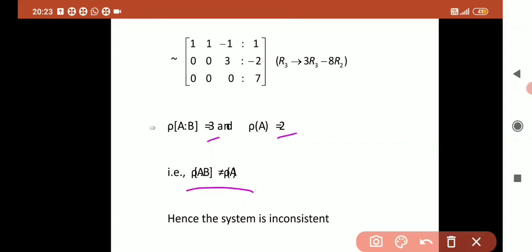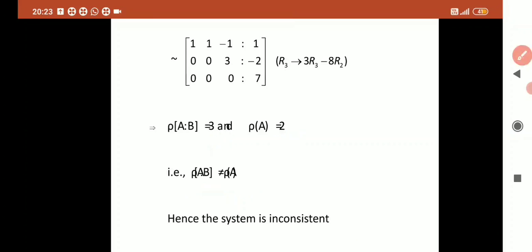From this we can say that these two ranks are not equal. Hence the system is what? The system is inconsistent. So it has no solution.